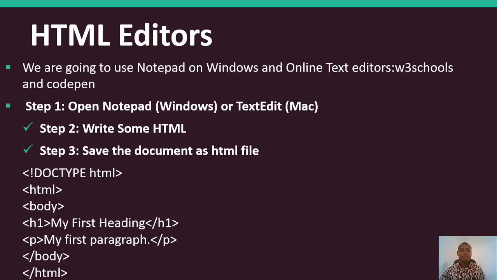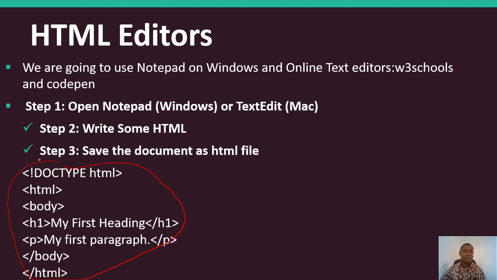So what are some of the steps one must follow to develop the first HTML page? Step 1. On Windows, open Notepad. On Mac, open TextEdit. Step 2. Write some HTML codes. You can see below that these are some of the HTML codes. Write this in the Notepad.